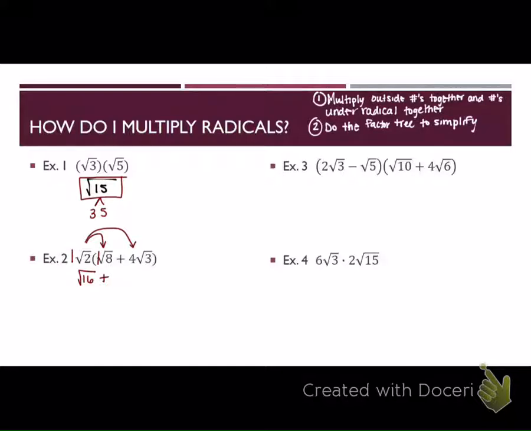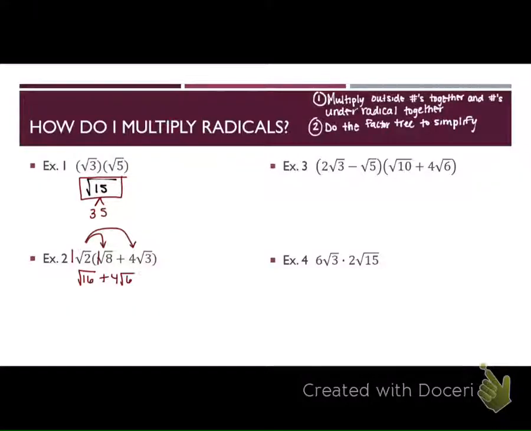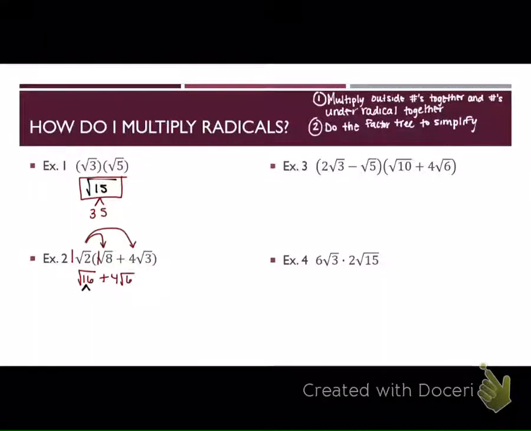So outside numbers together. So there's a 1 out front here, right? 1 times 4 is? 4, so that stays 4. 2 times 3 is? 6. Okay. Do you see that? You're fine. So from there we have to do our factor trees.